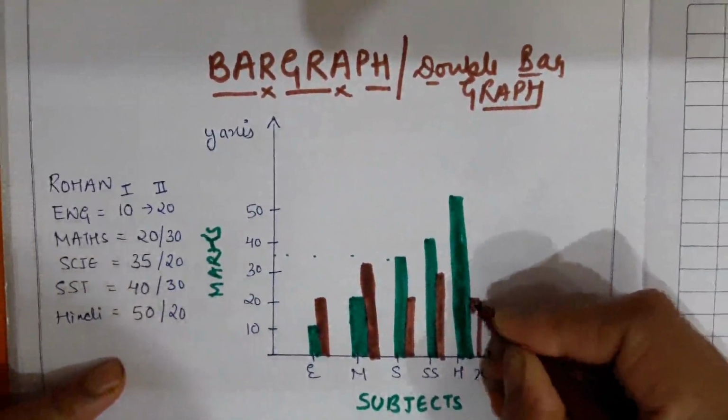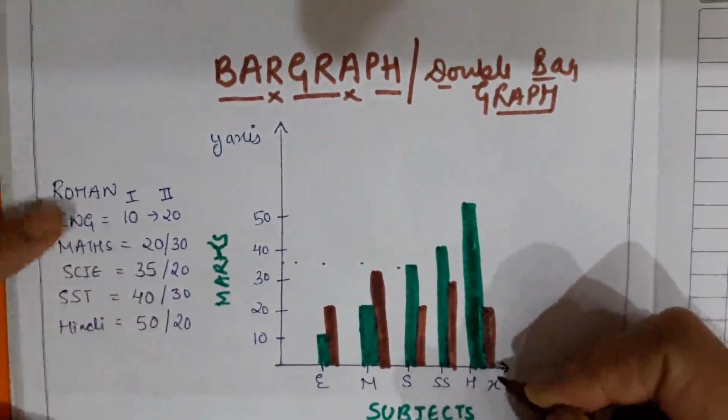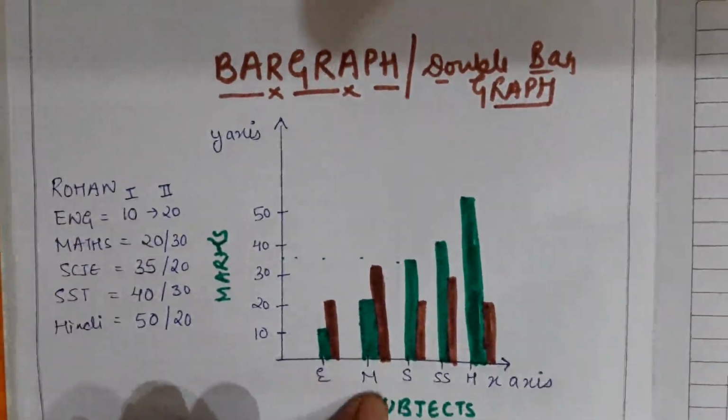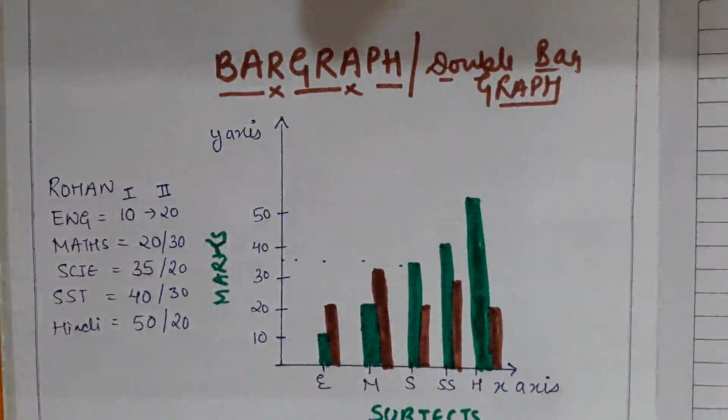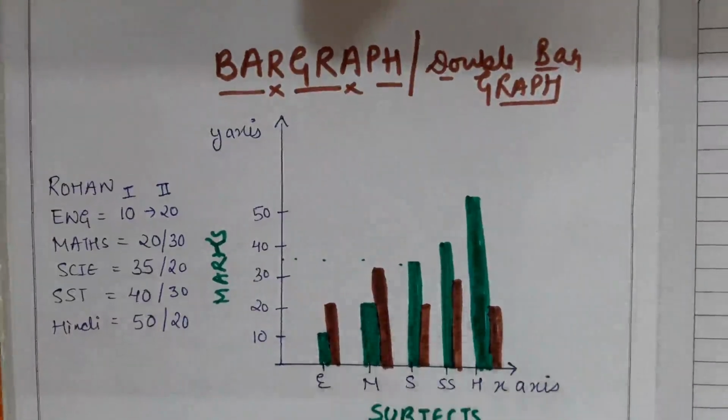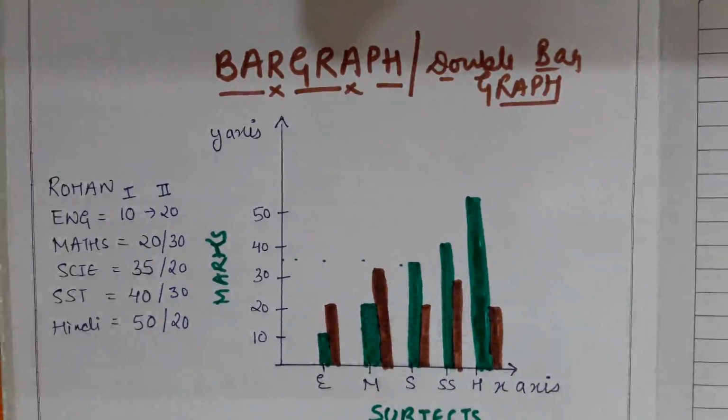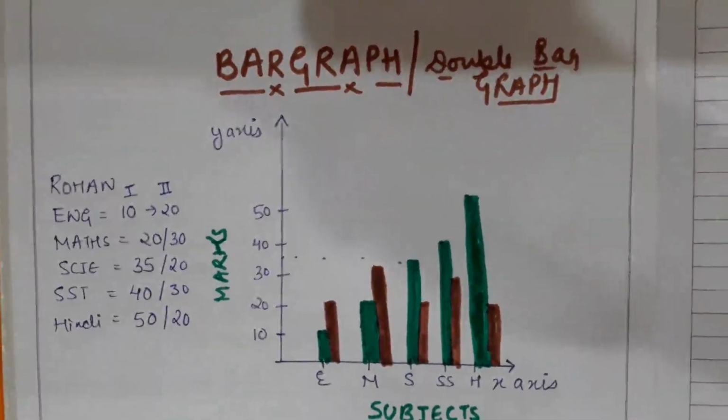So if you are not having this particular data, by seeing this graph only you can easily read what kind of information a graph is showing here. Getting my point? I hope with this bar graph everything is clear to you, why we make bar graph and why we make double bar graph. Let's move to the next topic.